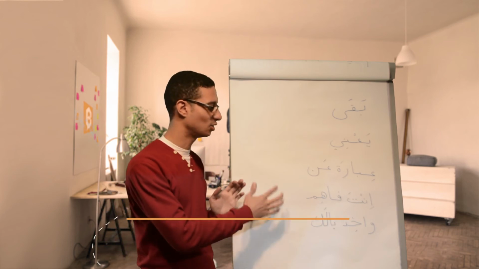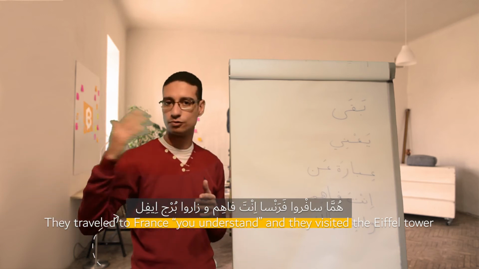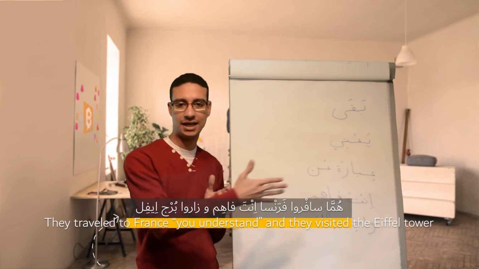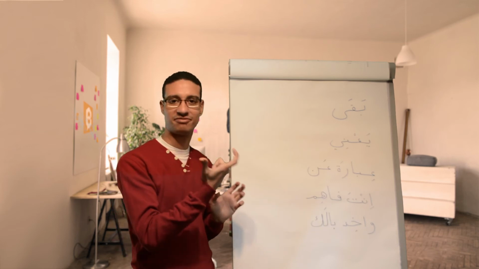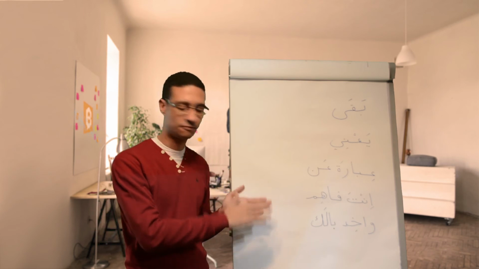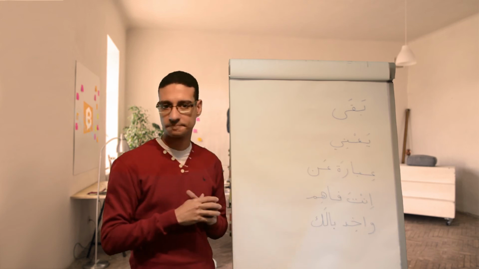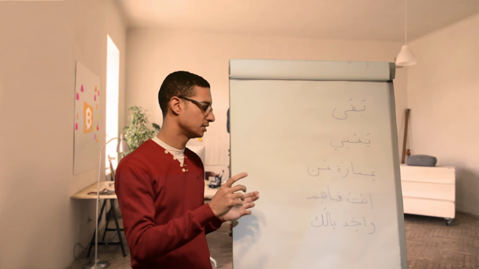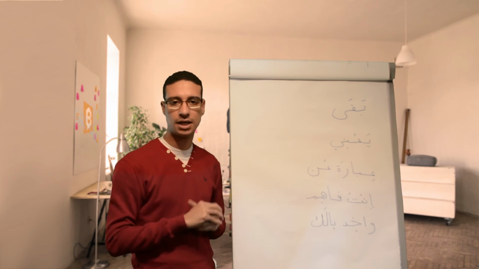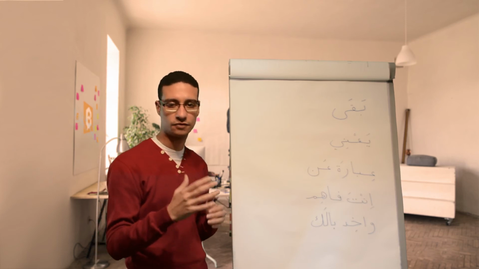For example, humma safru faransa, they traveled to France. Intafahim we zaru burg Eiffel. So it's funny because intafahim, of course, doesn't add any meaning. Or if I'm talking to someone, inti fahma, I would say inti fahma. We zaru burg Eiffel. So they visited the Eiffel Tower. So this one doesn't add any meaning, but you will hear it a lot in normal everyday conversations.